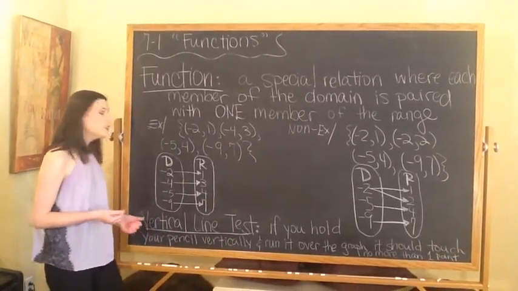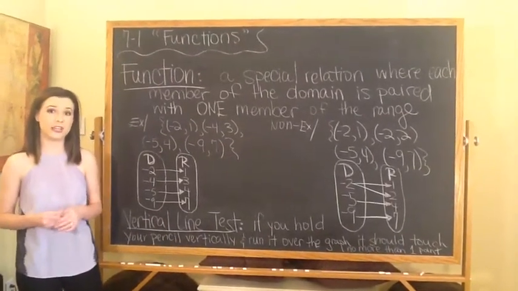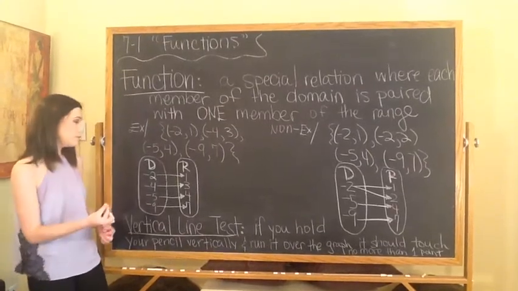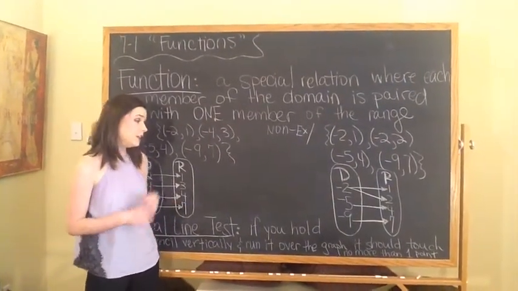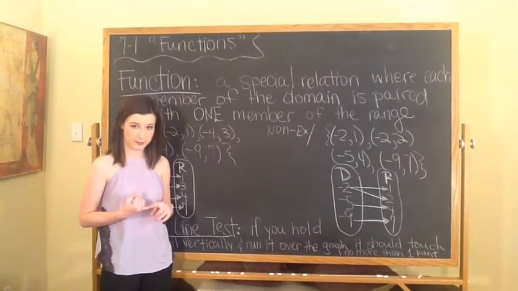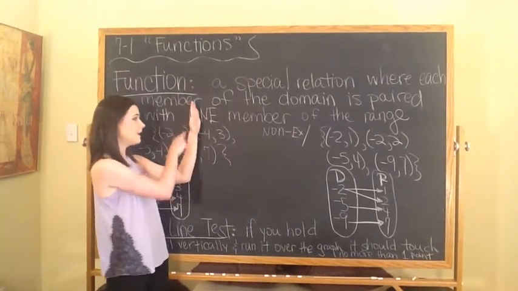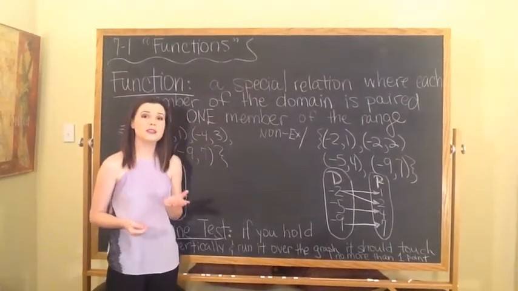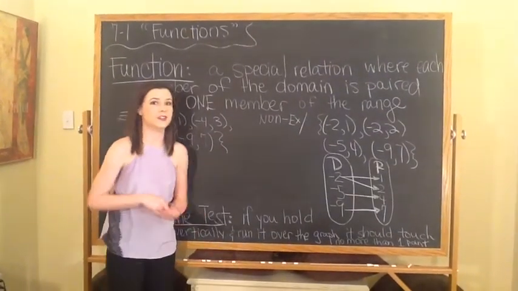Now, when you're looking at a graph, you can use what's called the vertical line test to make sure that it's a function. If you hold a pencil straight up vertically and run it across the graph, then the pencil should not touch more than one point. If you go across the whole graph and the pencil hits points in two places, then that means it's not a function. We're going to be looking at a few examples of that in a second. So let's go ahead and try them.